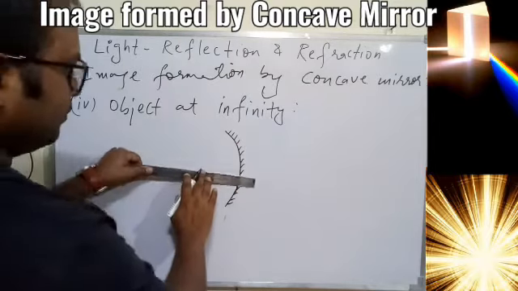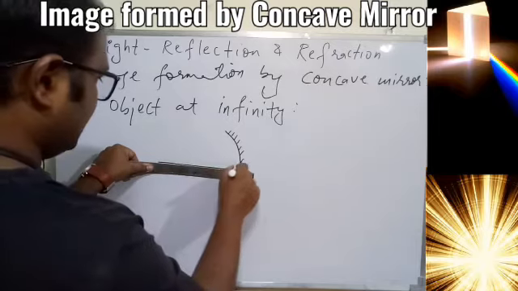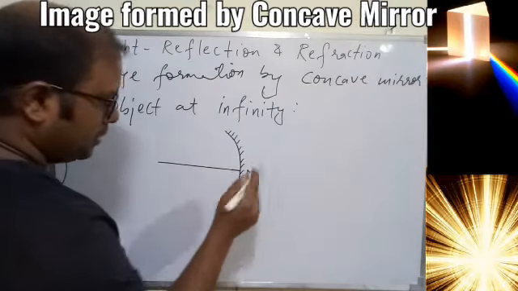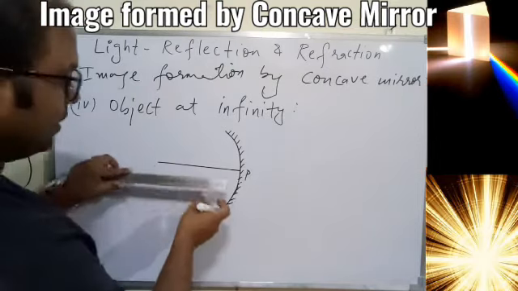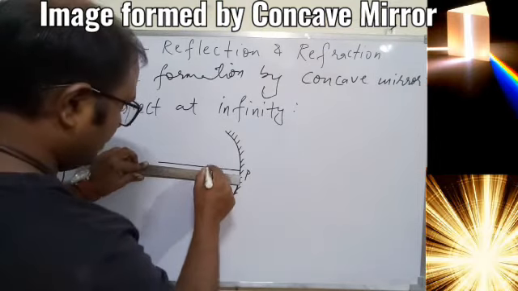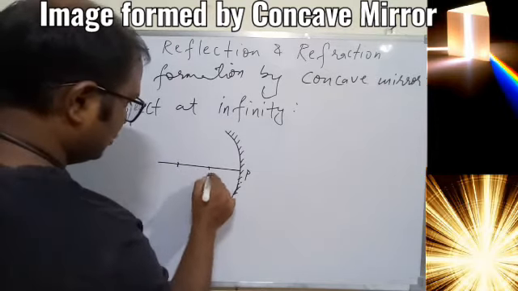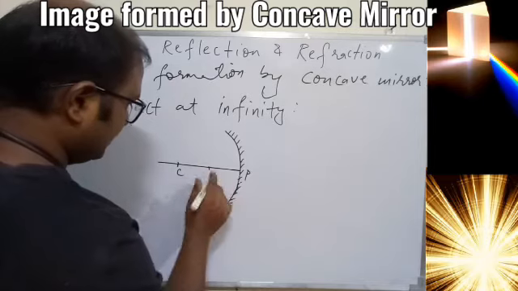So again the same thing: ray of light, sorry, principal axis, this is your pole, and the same gap you have to take for C and F. So this is F, this is C.